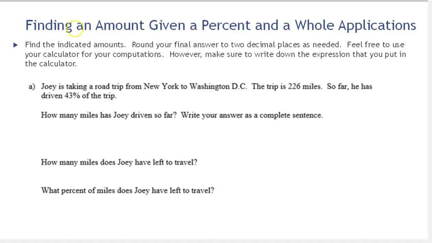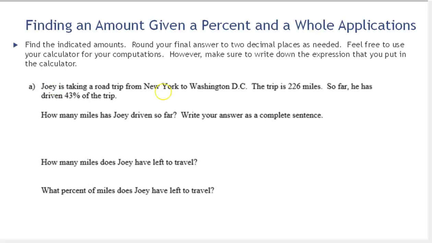In this video, we're going to find an amount given a percent and a whole in application problems. So find the indicated amounts, round your final answer to 2 decimal places as needed. We can use our calculator, but we need to write down the expression that we put in the calculator. So let's get our highlighters ready.